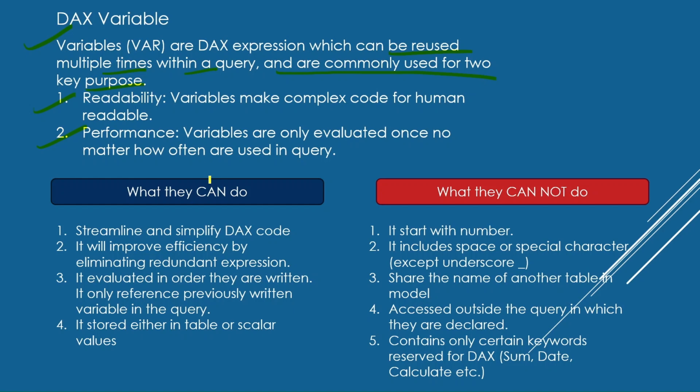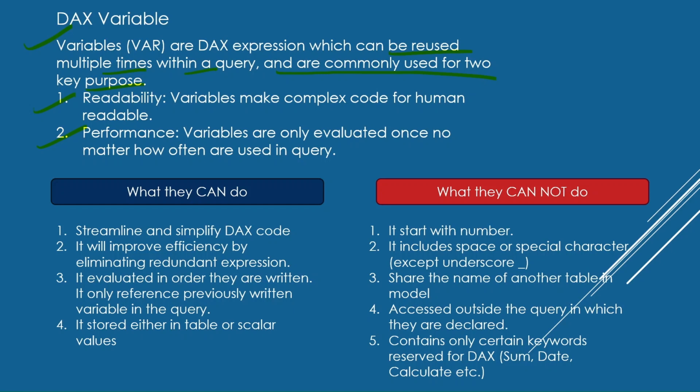Let's discuss this statement. Suppose you are writing a complex DAX query. In that complex DAX query, there is a logic which is used in multiple places. So what we generally do is create a variable and store the output of the logic in that variable, and we can use that variable multiple times wherever it is required in that DAX query.